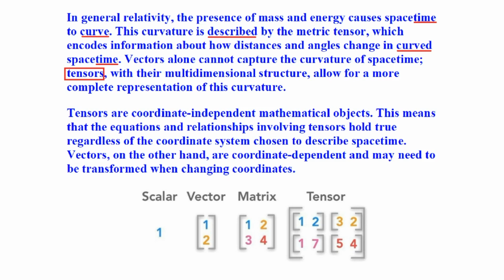This means that the equations and relationships involving tensors hold true regardless of the coordinate system chosen to describe space-time. And vectors, on the other hand, are coordinate dependent. Okay, so that's essentially the difference between a vector and a tensor. So we don't care about all that gibberish, because we're interested in physical interpretation. We're doing physics here, not math, okay?